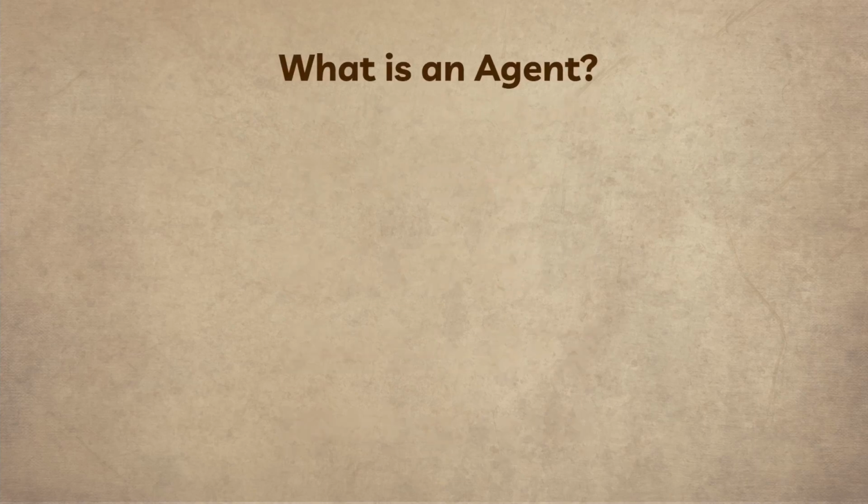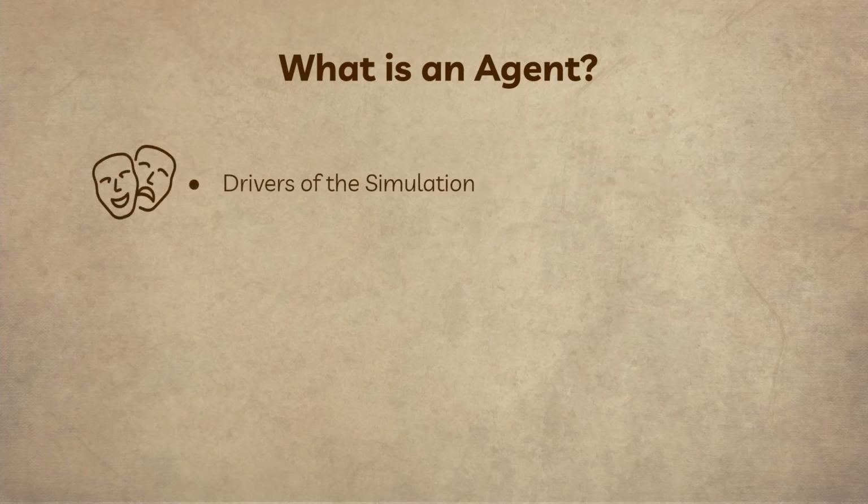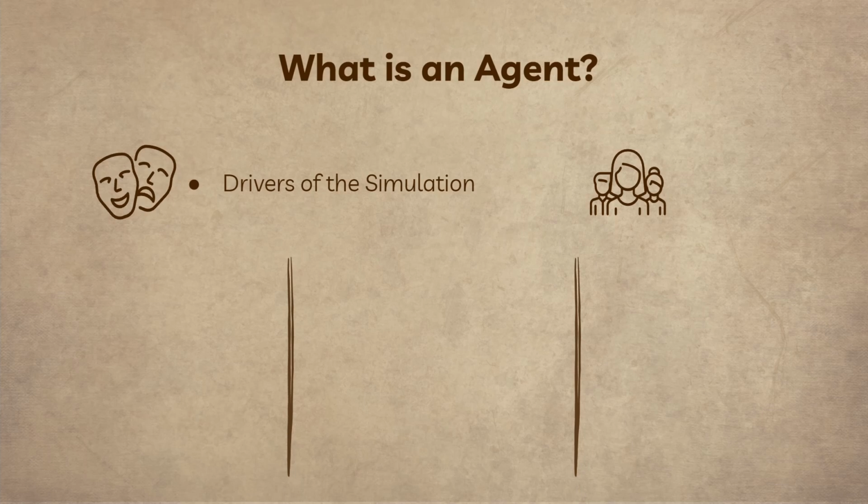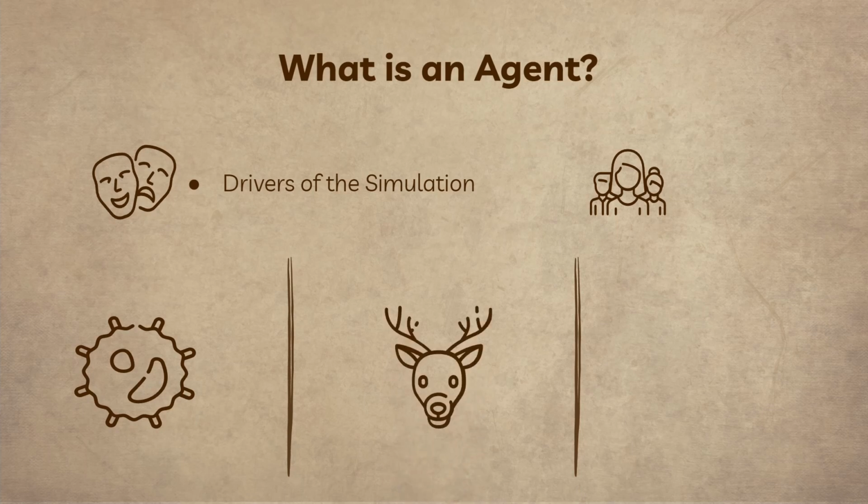I've mentioned the word agent quite a few times now, but what exactly is an agent? Well, the easiest way to think of it is that agents are the main protagonists, or the drivers of the simulation. They are also heterogeneous, meaning that no two agents are the same. Agents are also scale agnostic. This means that an agent could be something as small as an individual cell, or it could be something like a human or animal, or perhaps something larger like a household or city.